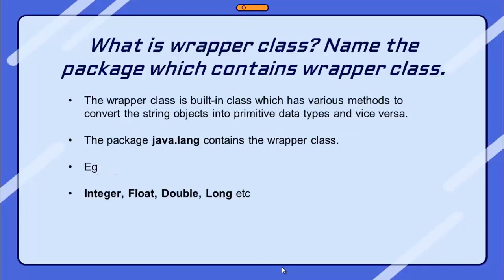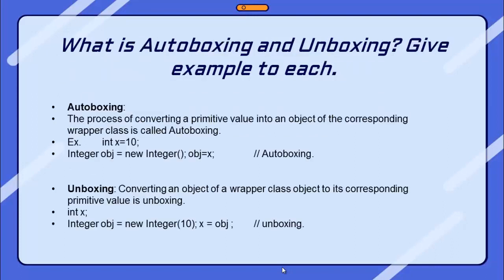What is a wrapper class? Name the package which contains a wrapper class. The wrapper class is a built-in class which has various methods to convert the string objects into primitive data types and vice versa. The package java.lang contains a wrapper class. Example: Integer, Float, Double, Long, etc.